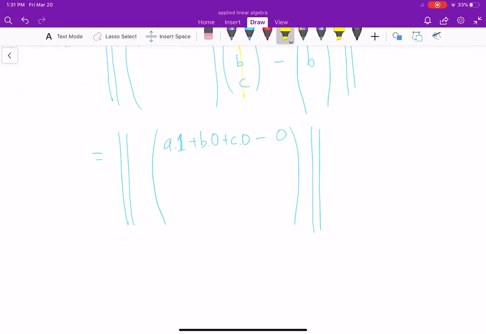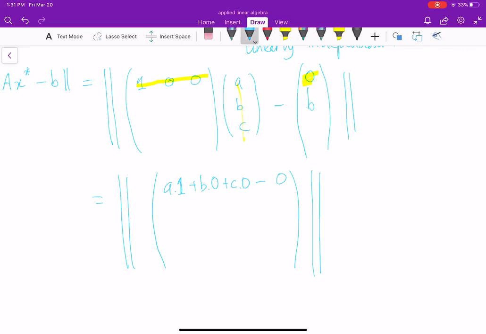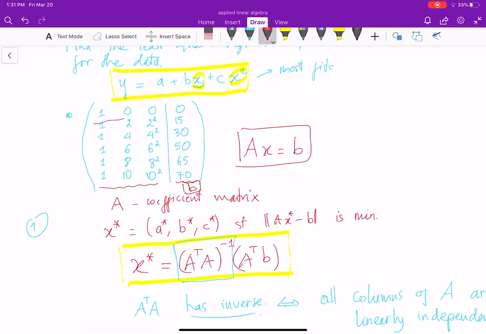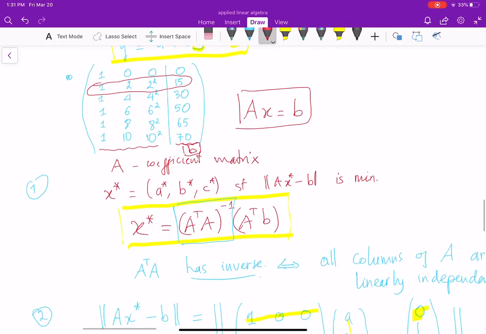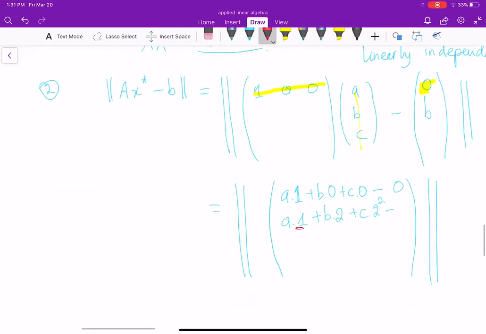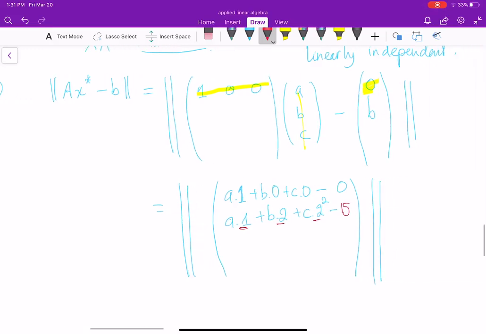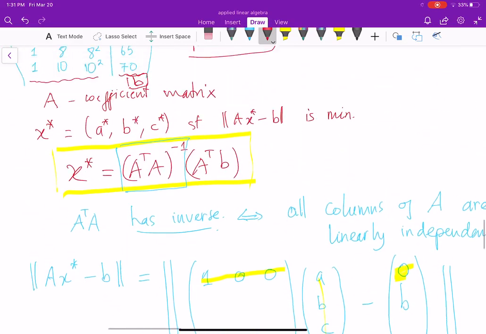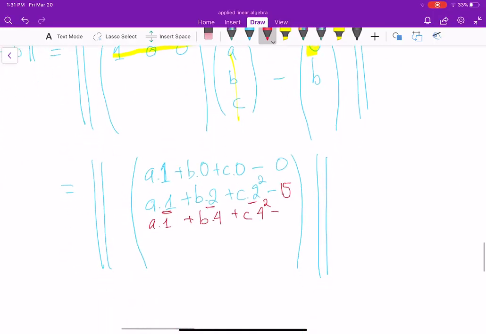The second row would look like: I have a times 1, plus b times 2, plus c times 2 squared, and minus the second value of b, which is 15. You see this equation? So 1, 2, 2 squared, and 15. That corresponds to the second equation, and so on. Then I have a times 1, plus b times 4, plus c times 4 squared, minus, for the 4 we need to check, that is 30.